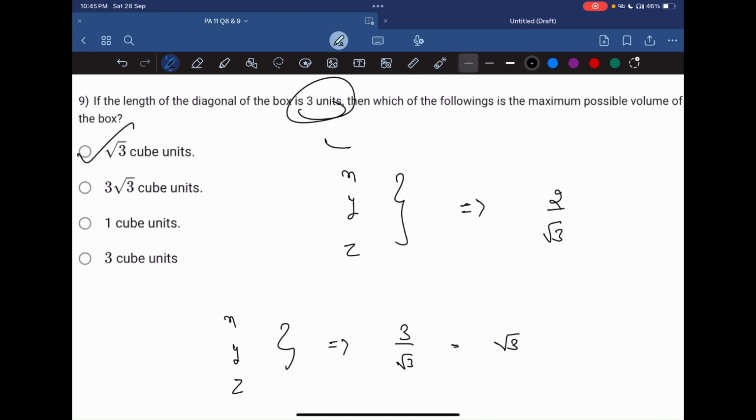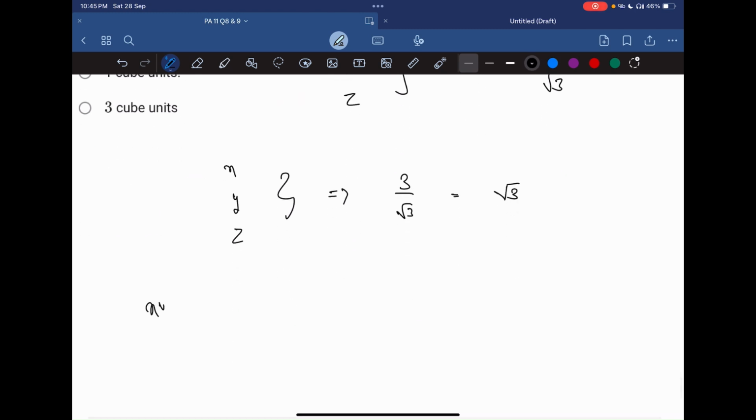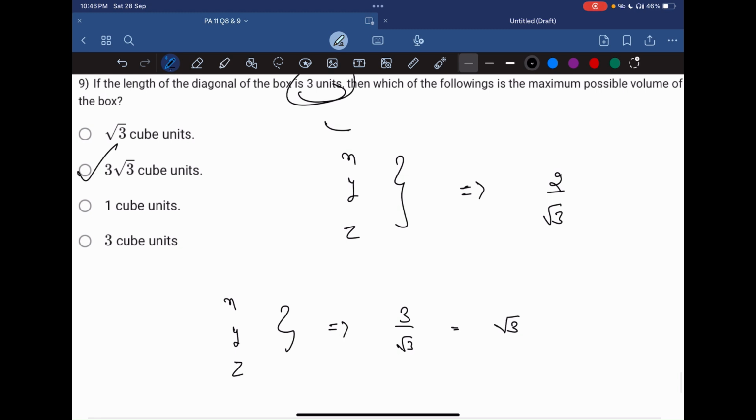So root 3 units would be the value for x, y and z. If we are going to calculate the volume, that is xyz, it would be root 3 into root 3 into root 3, that is 3 root 3. So 3 root 3 cubic units, that is the answer.